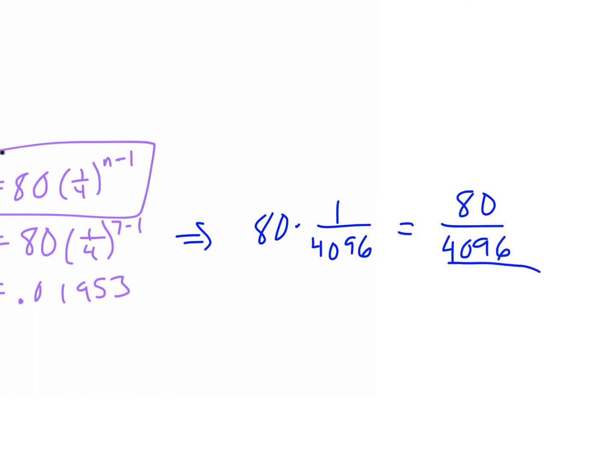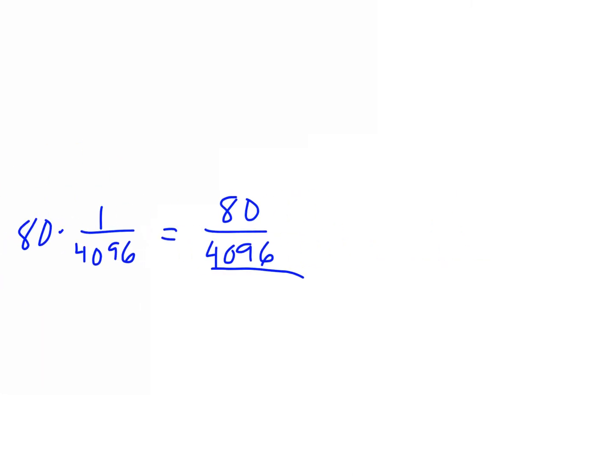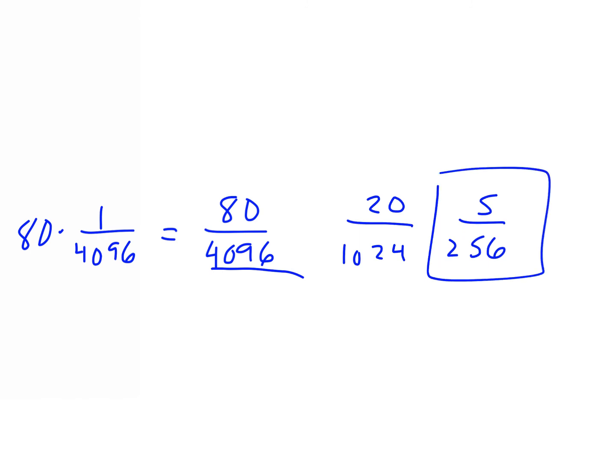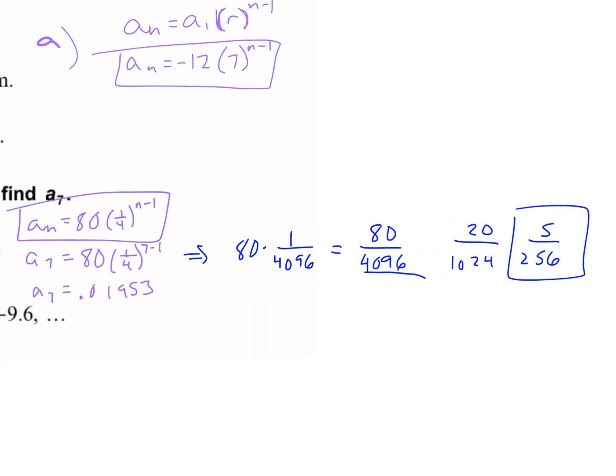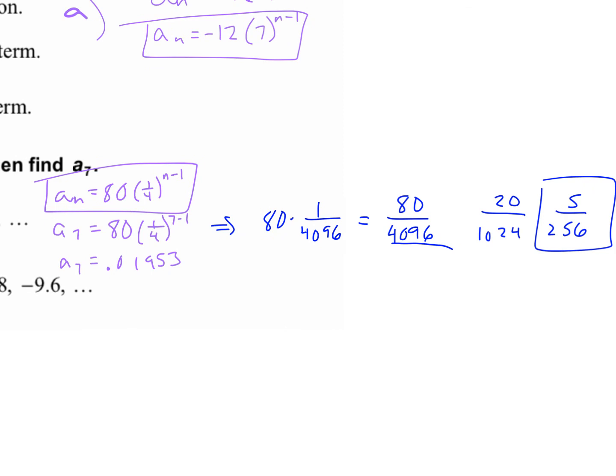So 4 goes into both of these. 20 over 1,024. I think 4 goes into both of them again. Yeah. So 5 over 256. So that would be our fraction. So I would accept this as the answer, totally fine. But just in case, if it's multiple choice and all your answers are just fractions, you would have to leave it as a fraction like this.